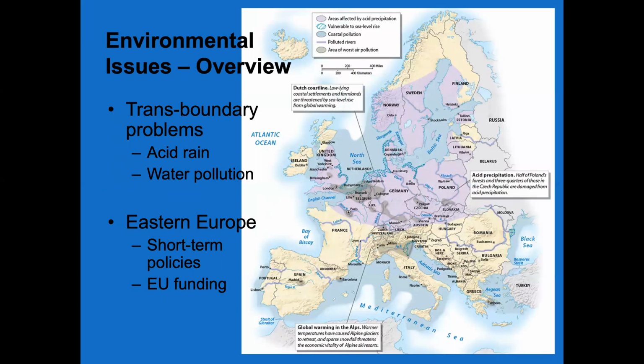Some of the environmental issues, of course, there's a lot of World War II remaining issues that are being addressed quite nicely. But you have, of course, the idea of the Dutch coastline, low lying, threatened by sea level rise. You still have the issue of acid rainfall. And you have the issue of climate change, which, by the way, Europe is probably handling better than any other region of the world.